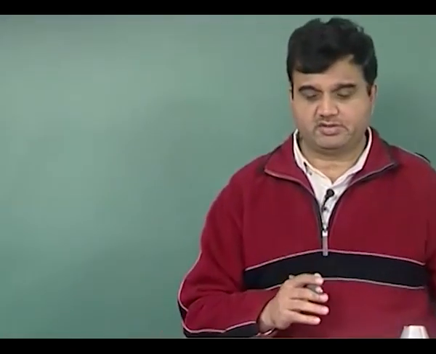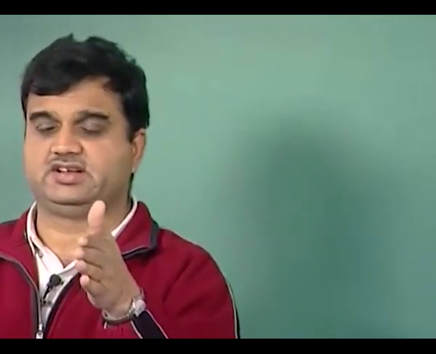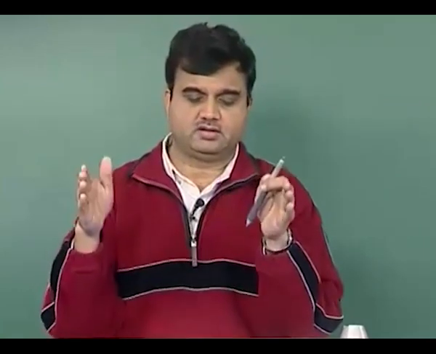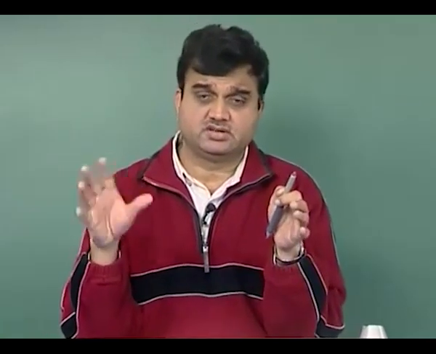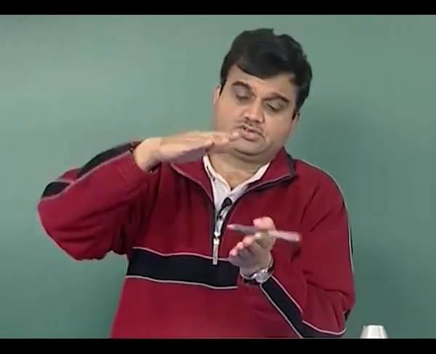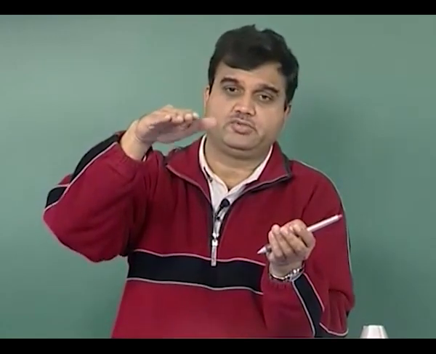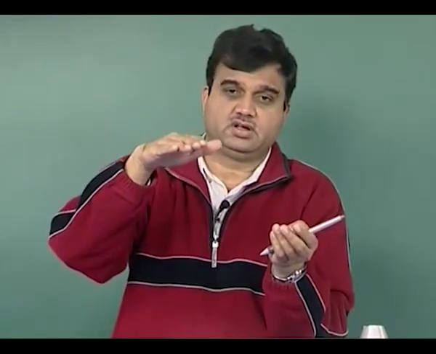So, the second example which we are going to do is about a cylinder. So, what we have is a cylinder, and this is at room temperature. There is air inside the cylinder. So, this is a cylinder which is closed on one end and open on the other end. So, at the open end we are going to put a piston which is airtight.